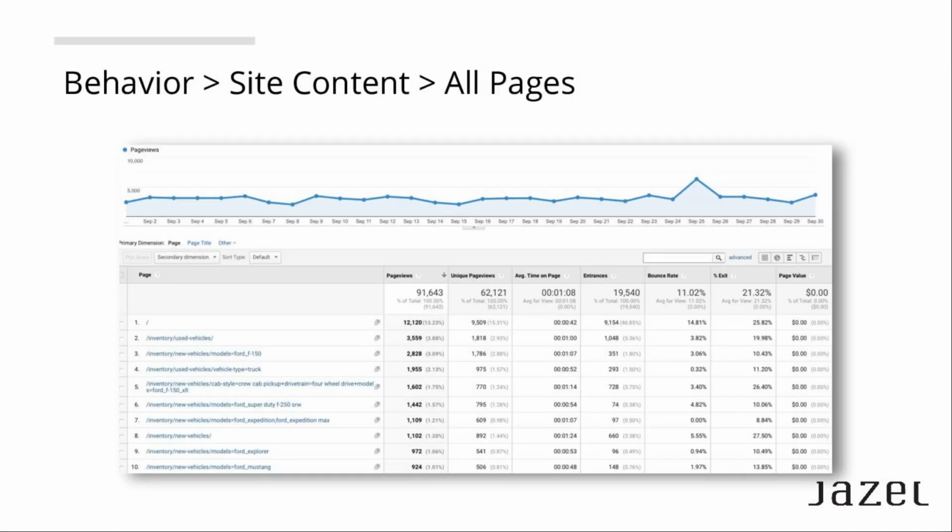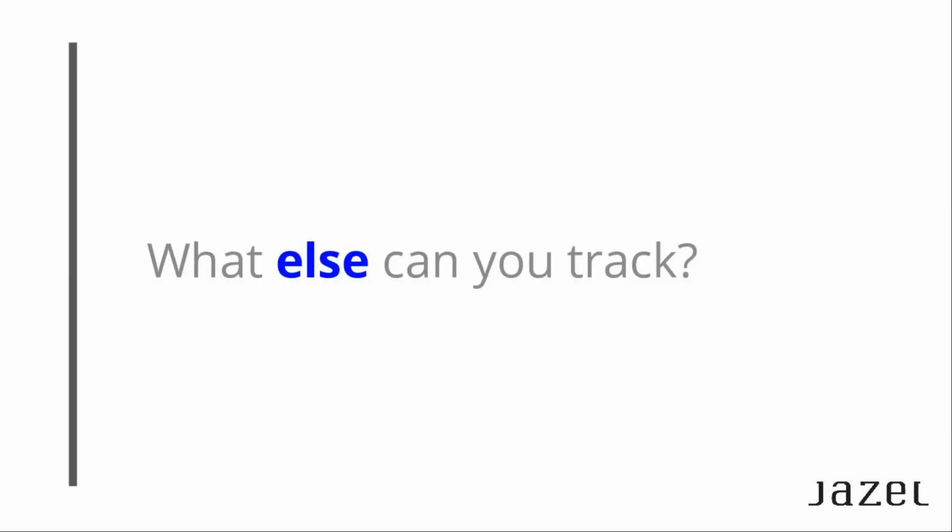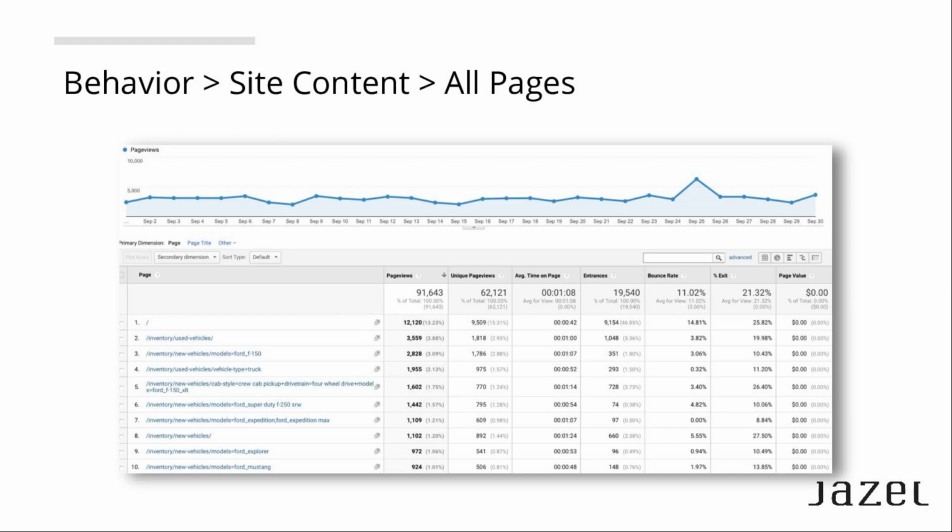And then behavior, site content, all pages. This shows you your pages and how users perform when they're there in terms of entrances, bounce rate, and average time on page. You can take this data and decide, well, I get a lot of traffic to this page, so I should look at how I can optimize it and make it better, or any number of things. This is another great report to show what pages are getting a lot of traffic and page views. And just a reminder, the slash is the homepage, and it has the most views out of anything all the time.